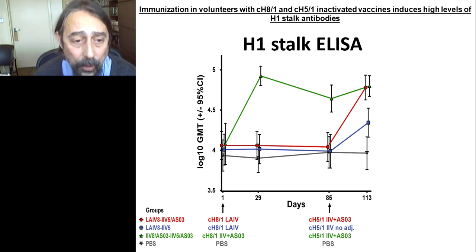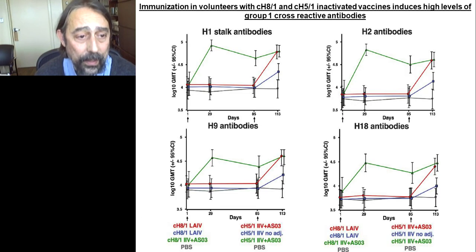And these levels of antibodies, we know that they are protective against disease in animal models. But this is not only against H1s. We see that these antibodies cross-react with H2s, with H9s, with H18, with basically every group 1 hemagglutinin. So we are very encouraged by this data, showing that there is the potential that such vaccines will be able to provide protection in humans against any different subtype of influenza virus.